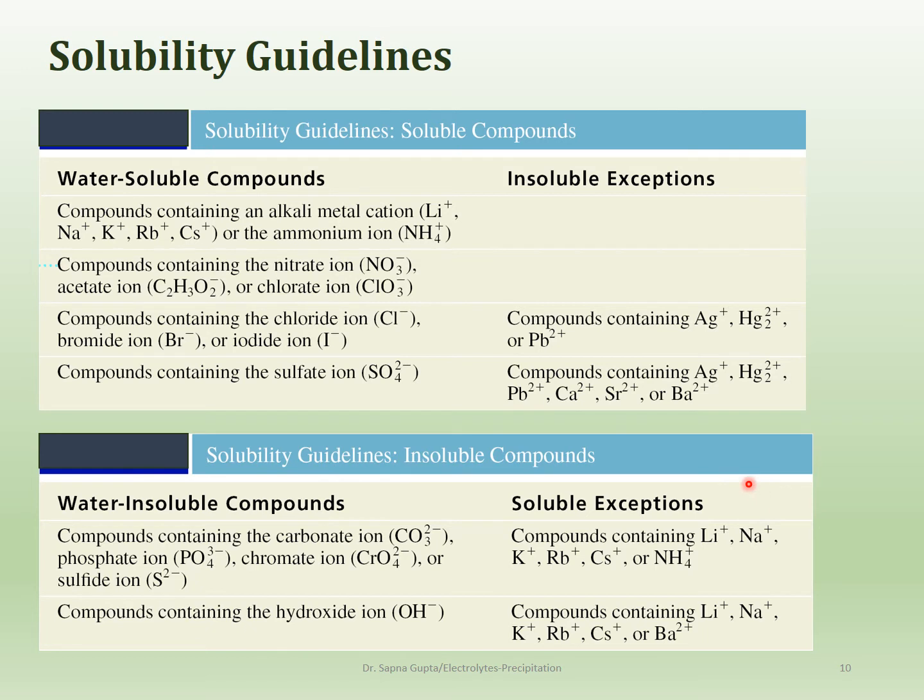Some of it is actually quite easy, because silver, mercury, and lead are pretty much common for everything as far as insolubility is concerned for cations. And then for the anions, it's carbonate, phosphate, sulfide, and hydroxide. I usually don't give you chromates to worry about so much, because you don't encounter so many chromates, but carbonates, phosphates, sulfides, and hydroxide, yes, I will give you those.